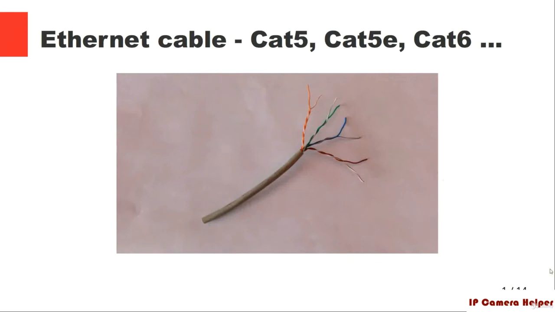Let's talk more about Ethernet cable. Cat5, Cat5e, Cat6. This is an example of Cat5 or Cat5e. I'm not sure which one that was. So you can see the 4 pairs of twisted copper wires, and each pair is in one type of color.